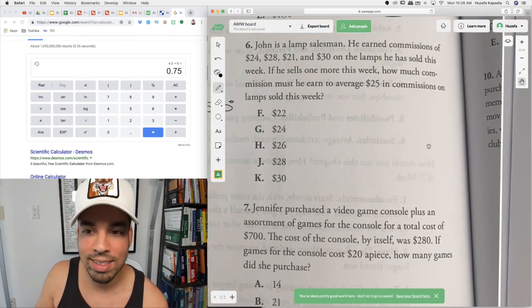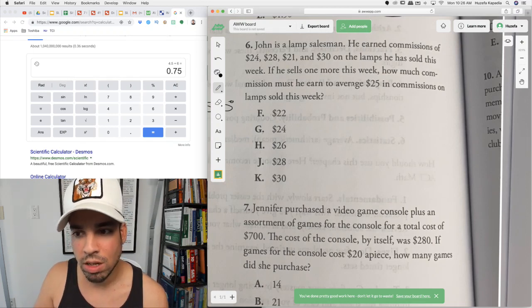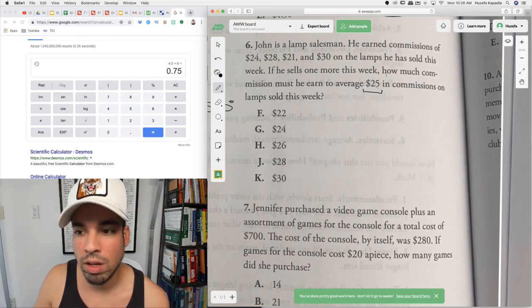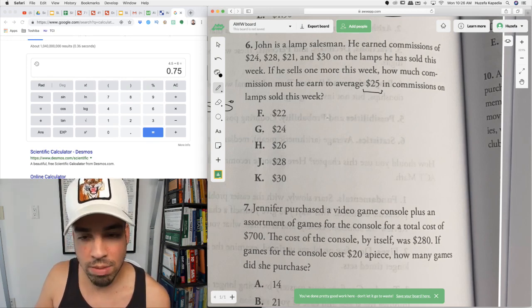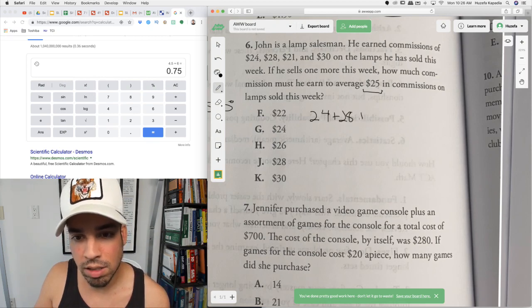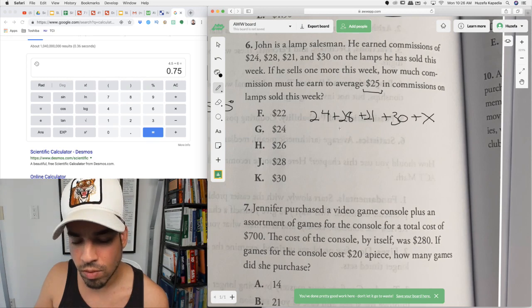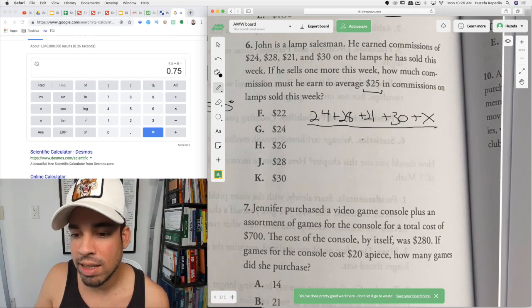All right, next, John is a lamp salesman. He earned commissions of 24, 28, 21, 30 on the lamps he has sold this week. If he sells one more this week, how much commission must he earn on each lamp, I guess, to earn an average of 25? So again, we're talking about a mean question. So we want to say, all right, we're adding these up, right? 21 plus 30 plus one more, which we don't know. What is the commission that he must get on that last one?